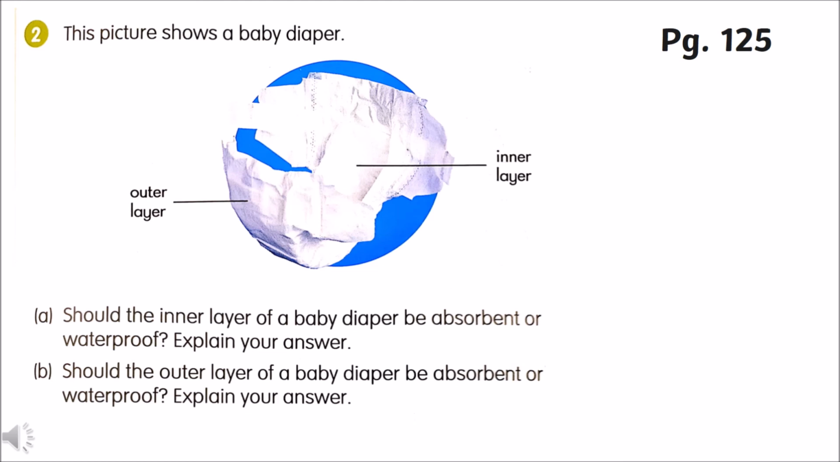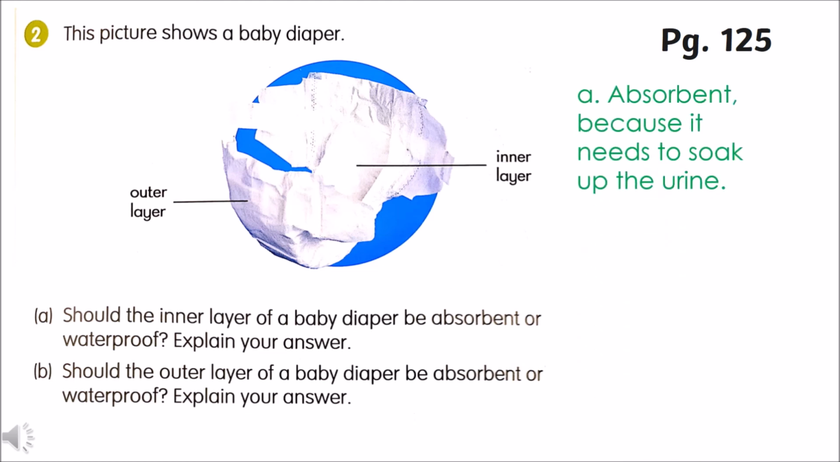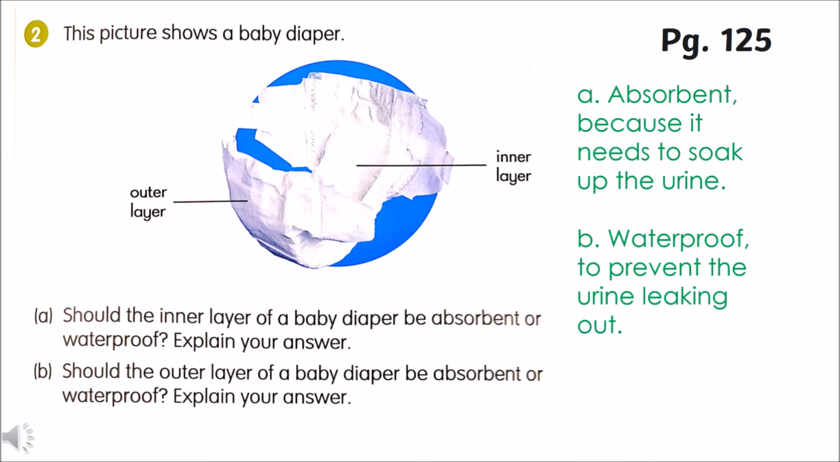Exercise 2 answers. A, the inner layer should be absorbent because it needs to soak up the urine from the baby. And B, the outer layer should be waterproof to prevent the urine leaking out of the nappy. That would be disastrous.